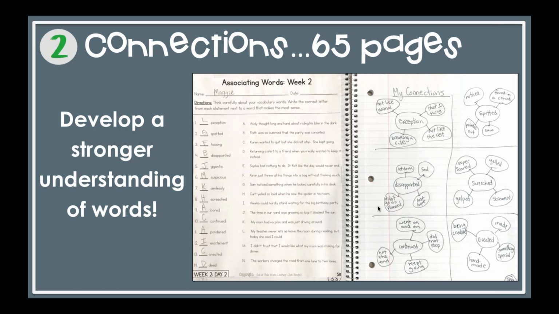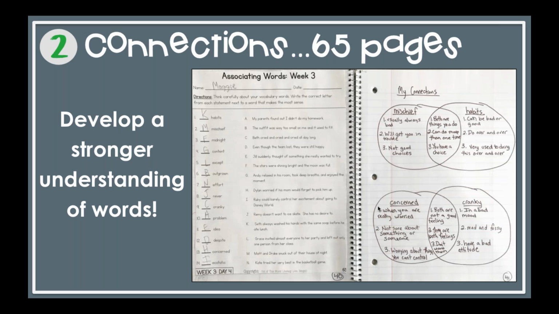Disappointed: didn't go as planned, lost hope, sad, let down. Screeched: yelped, screamed, yelled, super scared. Spotted: pointed out, saw, found in a crowd, noticed. So you can see how they can have different angles or different ways of describing and meanings of each of these words. You can also have them do a Venn diagram like this, which is a good challenge.